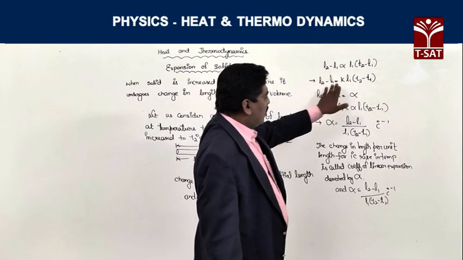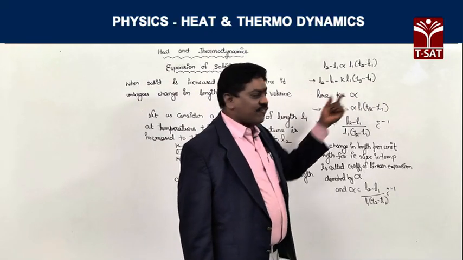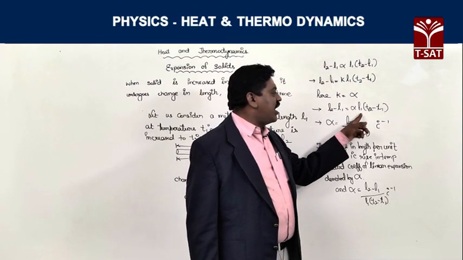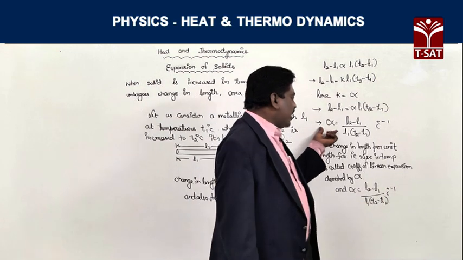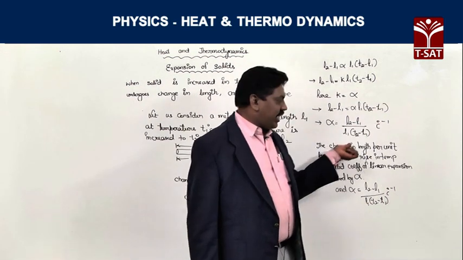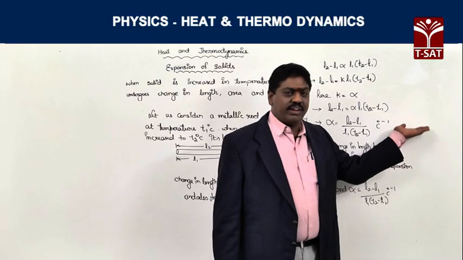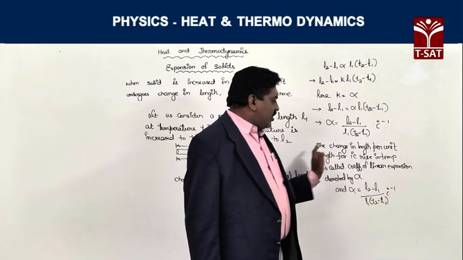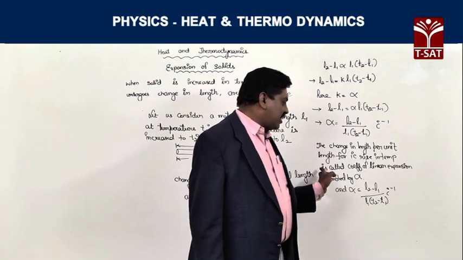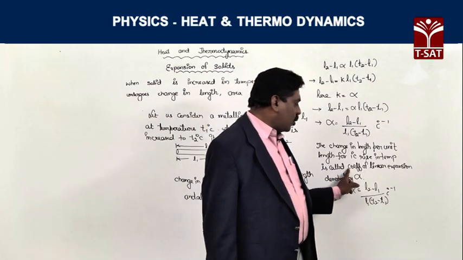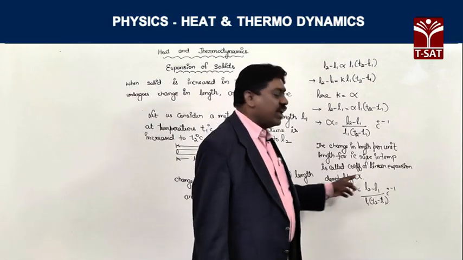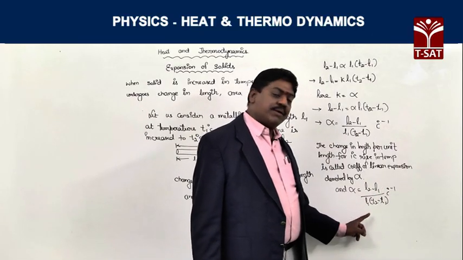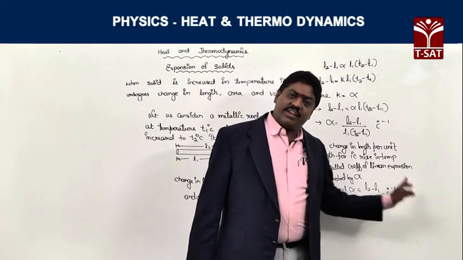Bring the constant, taken as k, and k is given as alpha. Therefore, we get the equation L2 minus L1 equals alpha L1 into T2 minus T1, and alpha is given as L2 minus L1 by L1 into T2 minus T1 per degree Celsius. It is defined as the change in length per unit length for 1 degree Celsius rise in temperature. We call it the coefficient of linear expansion, denoted by alpha, and alpha is given as L2 minus L1 by L1 into T2 minus T1 per degree Celsius.